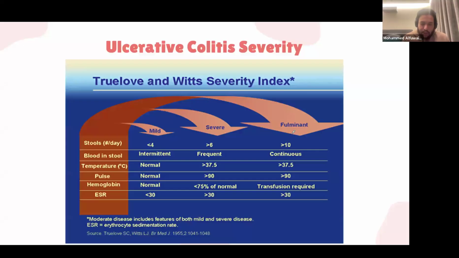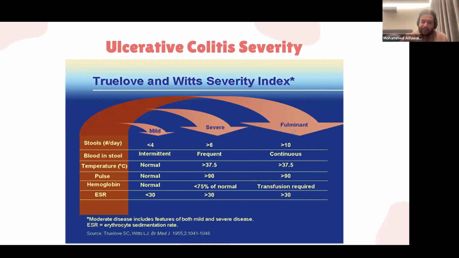Now, for ulcerative colitis, I did not want to put this, but I remember that one of the batches got this. There is a severity score for ulcerative colitis to see how severe the UC symptoms are, which we call the Truelove and Witts severity index. It differentiates between mild, severe, and fulminant. Fulminant means it's very severe, it's toxic. It would usually require surgery or very severe management, like resection. The most important thing about this is just to know that this severity index exists. It's called the Truelove and Witts Severity Index.